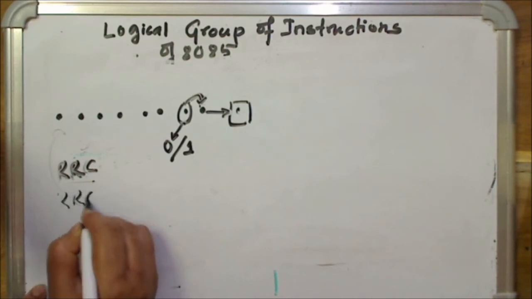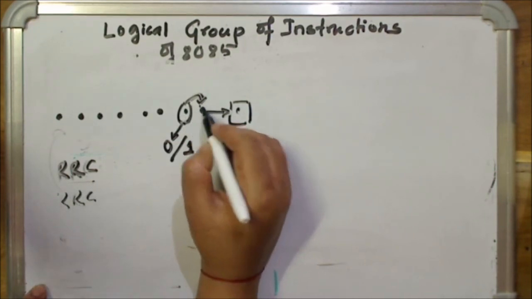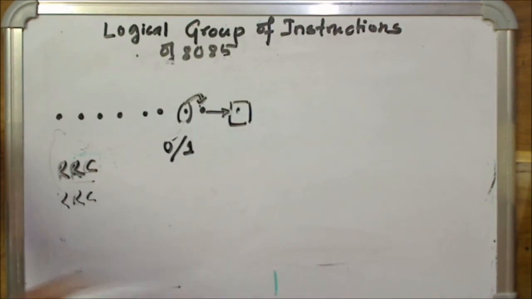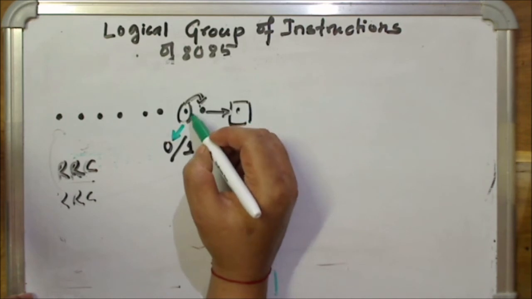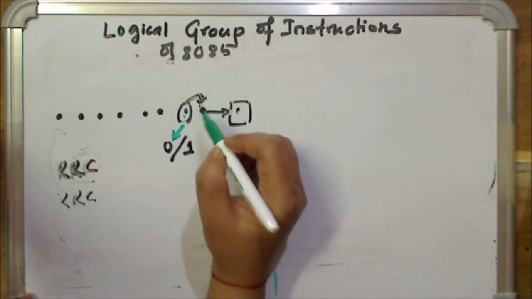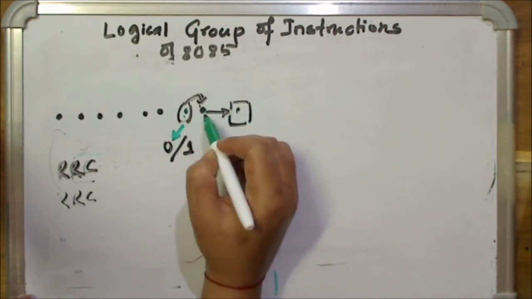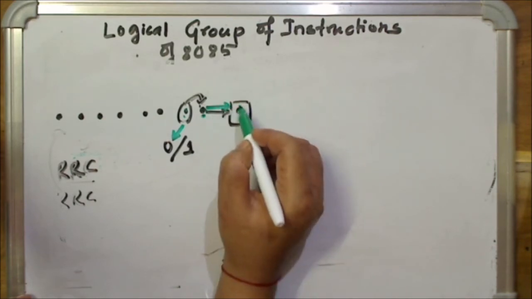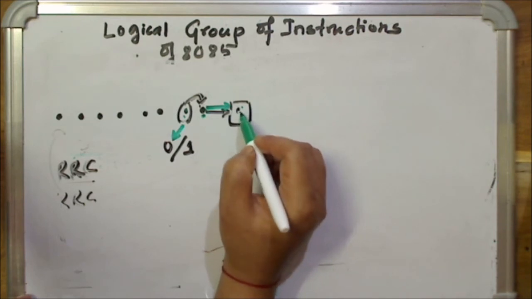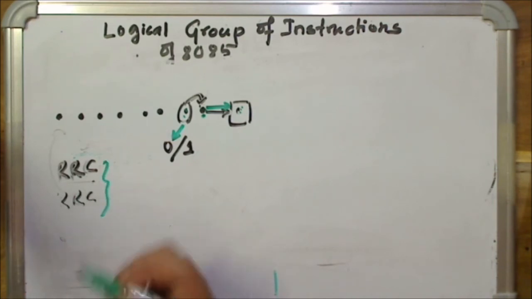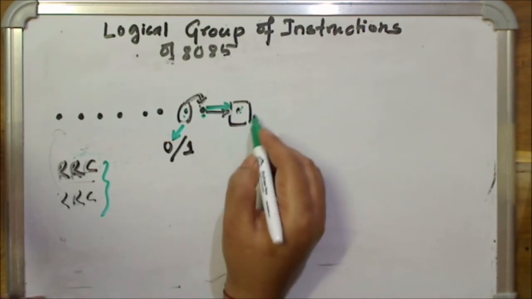Then again you write RRC. So what will happen? After the second RRC, the bit which I wanted to detect, whether 0 or 1, has come to the LSB in the first RRC. Now this bit which was in the LSB, which I want to detect, will go to the carry. This carry register, right? So by using 2 RRC, you can simplify and then you check the carry flag.